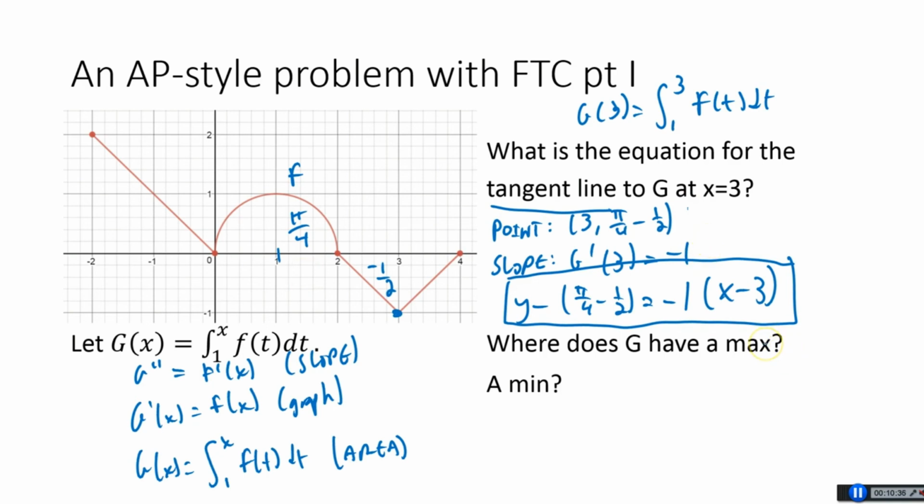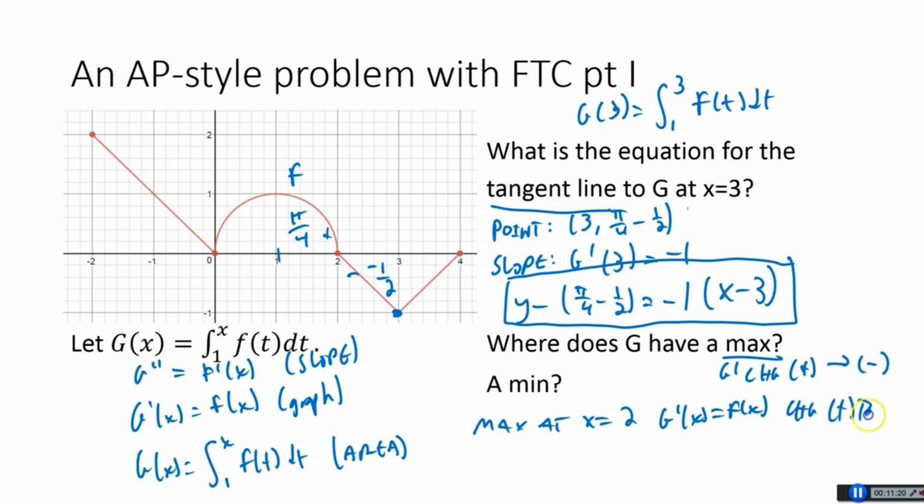Now we ask where g has a maximum or a minimum. Well, a maximum is going to happen when the first derivative changes from positive to negative. So we're looking for g prime to change positive to negative. Well, g prime is f. So I'm looking at the derivative. I want to change it from positive, which would be above the graph, to negative, which is below the graph. So there's a max at x equals 2. Why? Because we change from positive to negative. F values, or the derivative of g, change positive to negative there. So max at x equals 2 because g prime, which is f of x, changes positive to negative.